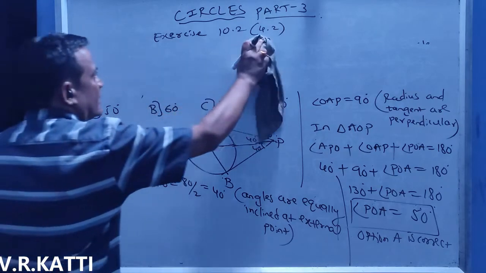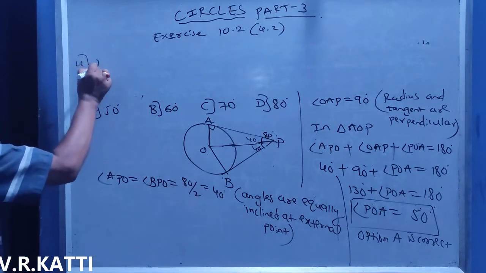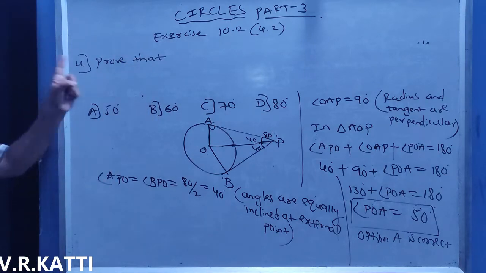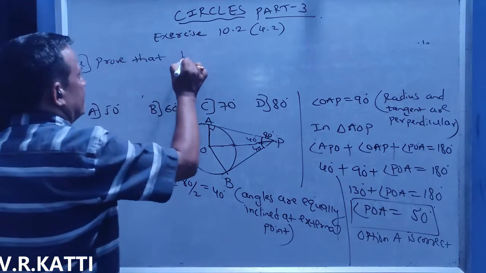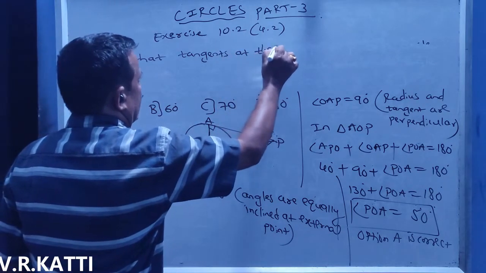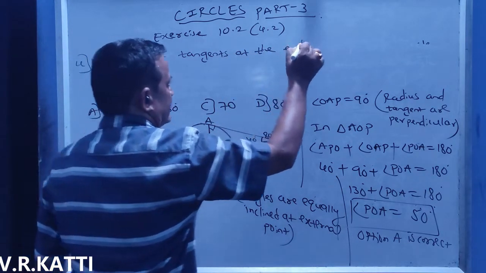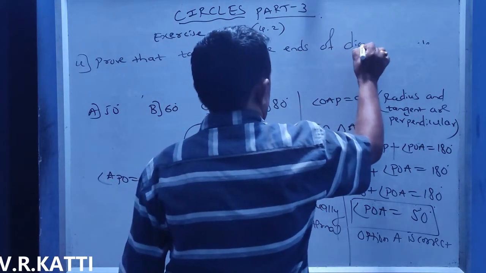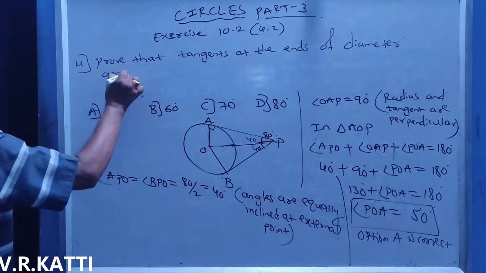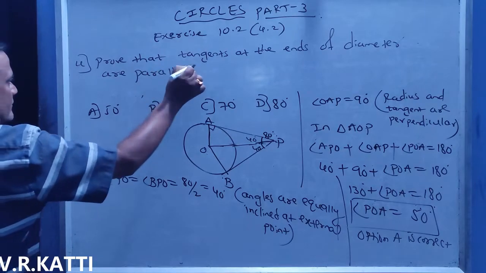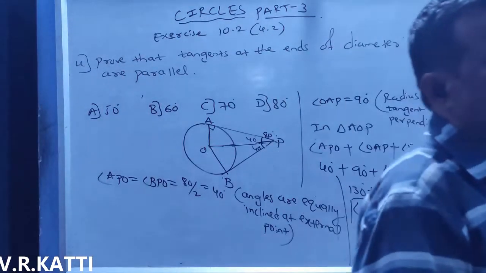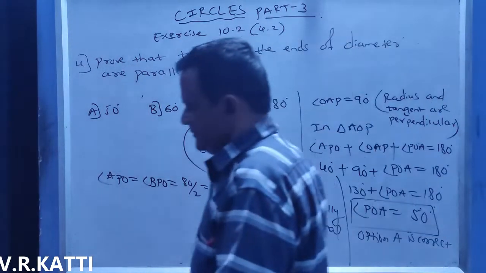Fourth problem is: prove that tangents at the ends of a diameter are parallel. Prove that tangents at the ends of a diameter are parallel.